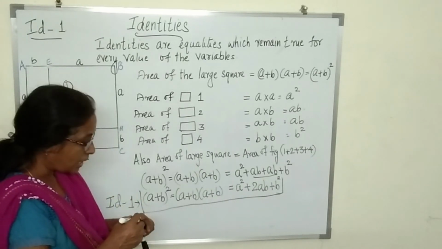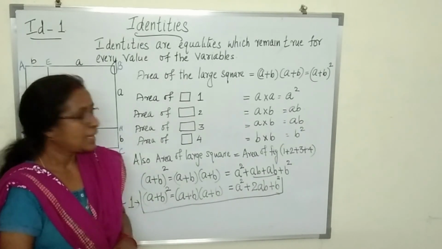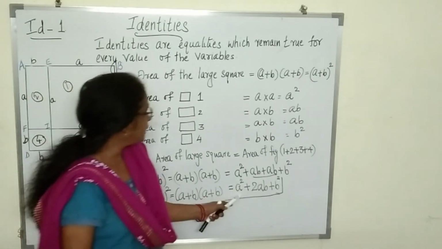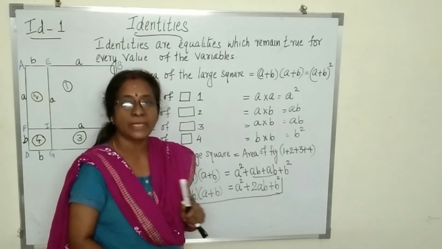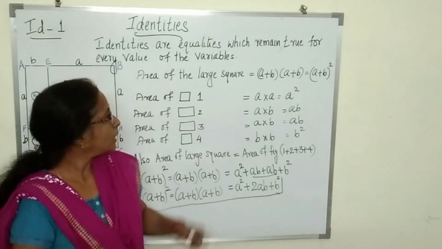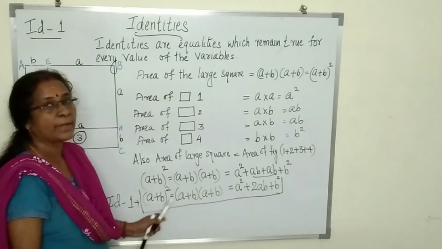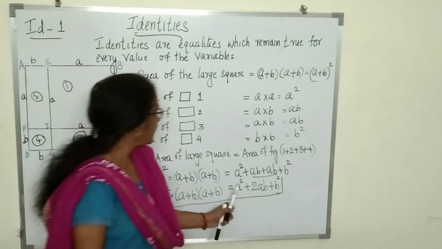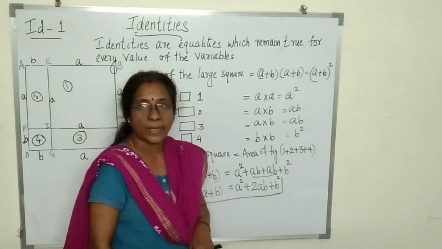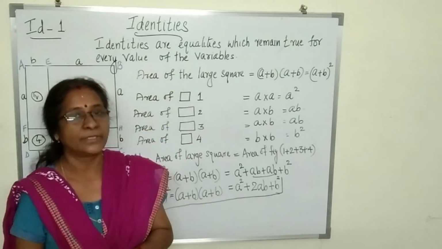Now, why is it called an identity? You give any values for A and B and find out whether this answer will be true or not. It will always be true. For any values of A and B, A plus B whole square will be equal to A square plus 2AB plus B square. So, this is the first identity.